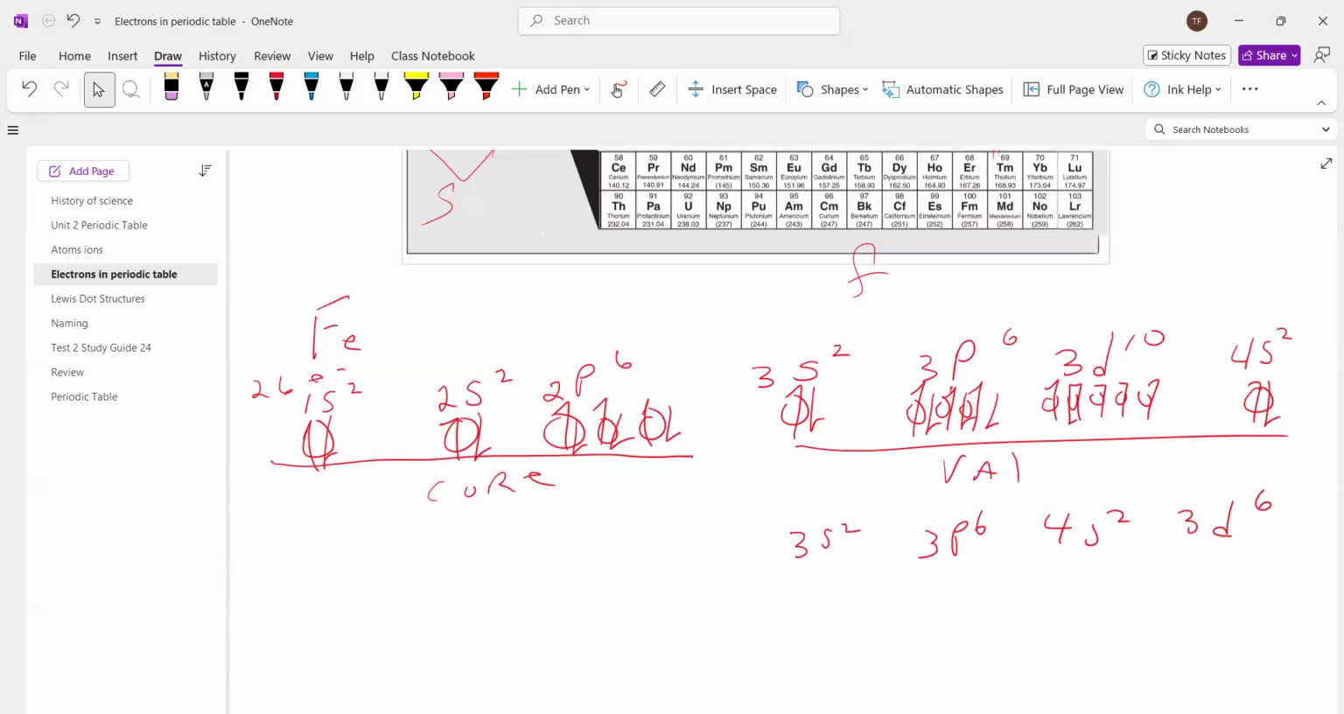Yeah, shell 4 gets kind of weird. I said for shell 3, 18. So it goes 2, 8, 18. And the 18 is when you add the 10 electrons from the Ds. And then it goes to 32, because the orbitals become really far from the nucleus, so they can hold more electrons.